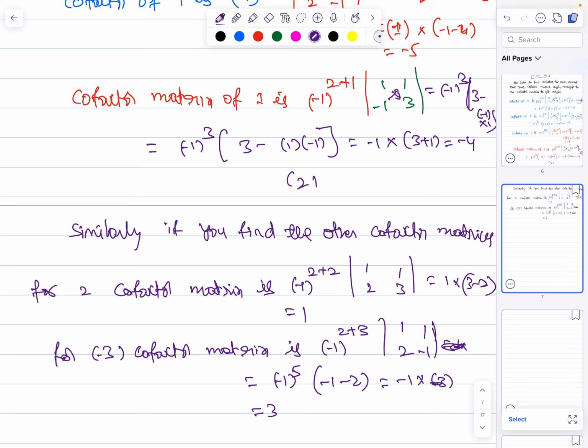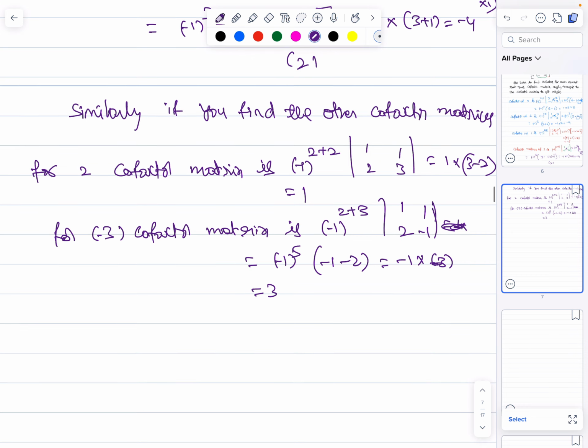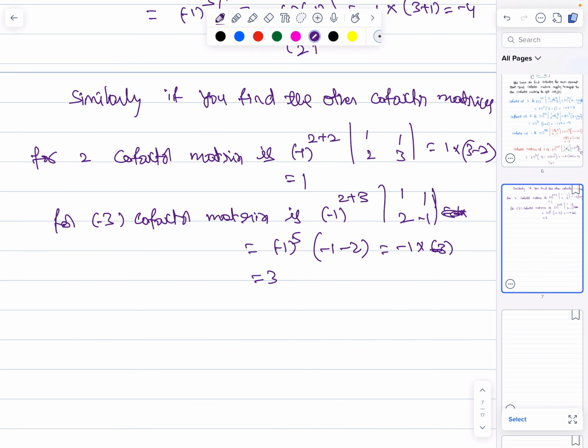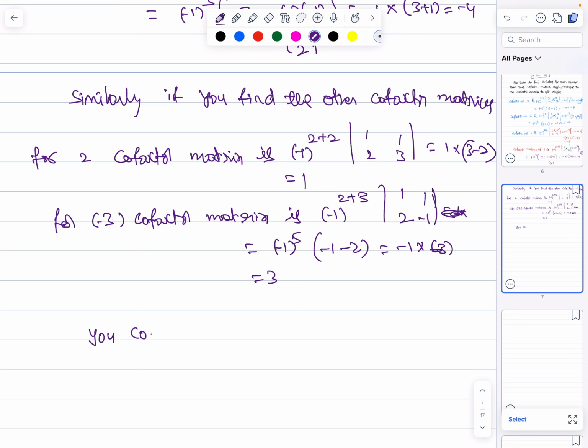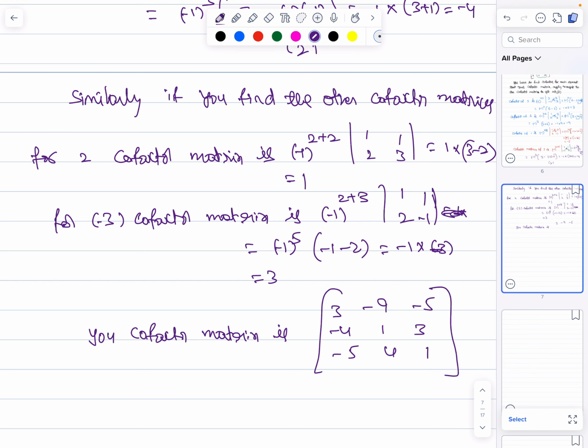So you are doing this repeatedly for every element, and then you get the other elements. That is, your cofactor matrix is 3 minus 9 minus 5, minus 4 1 3, minus 5 4 1. This is your cofactor matrix.